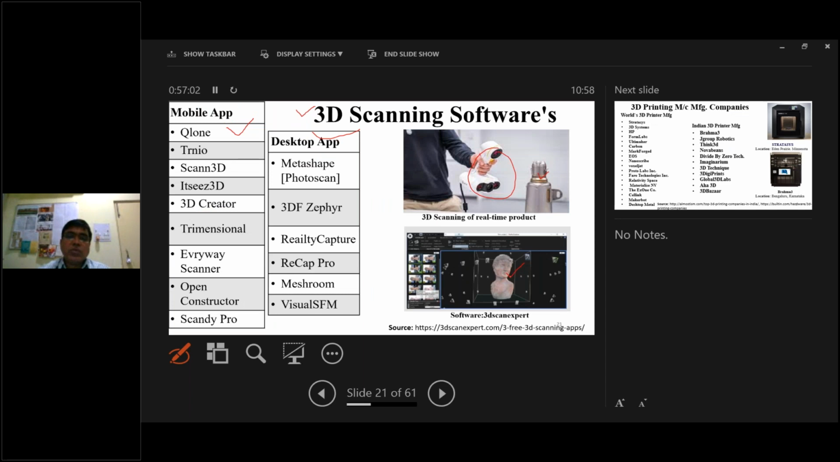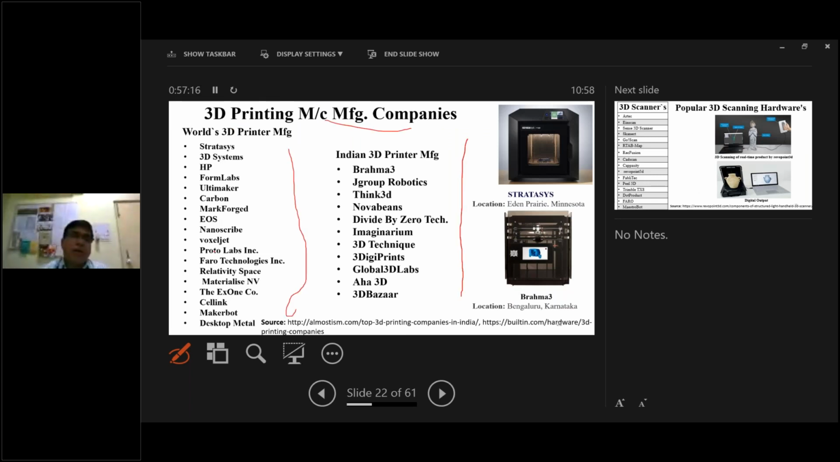Then of course the print machines, the ones which are responsible for the actual realization of the product. So many companies. I listed 2 categories, not limited to that, they are not the only ones. Stratasys is popular, 3D Systems, HP, Formlabs, Ultimaker, Carbon, Markforged, EOS, Nanoscribe. Okay, so lots of world premier companies in manufacturing of 3D printing. Similarly, lots of Indian companies have come up in terms of low cost, particularly polymer based printing. I have a student of mine who manufactured in Jaipur the AHA 3D.